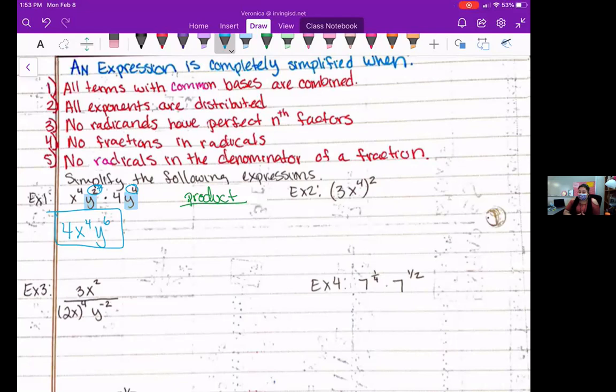Example 2, what law do we see? Type it in the chat. Good, Emily. I agree. Good, Ramon. I agree. Yes, I agree, Dan.